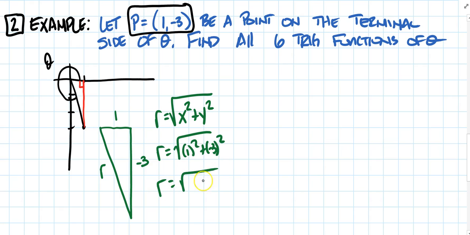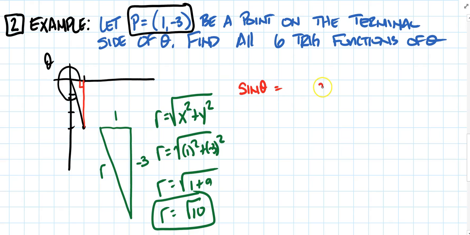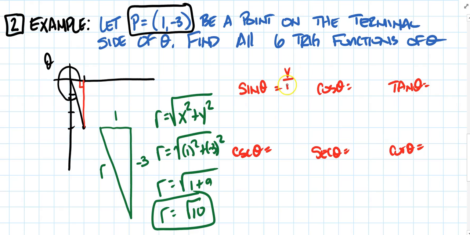So therefore r is the square root of 1 plus 9. So r is the square root of 10. You can leave it just like that, we can't simplify that any further. Now we can go ahead and set ourselves up for success. I want sine theta equals, cosine theta equals, tangent of theta equals, cotangent of theta, secant of theta, and then cosecant of theta.